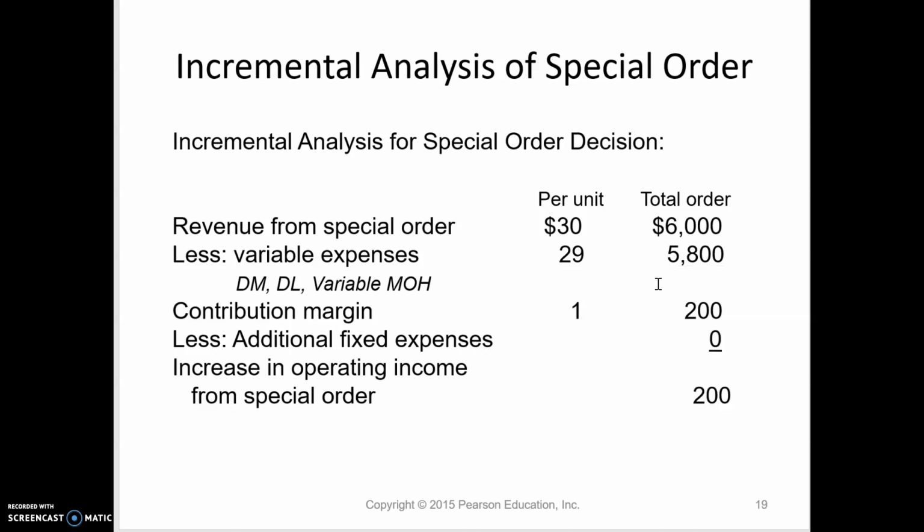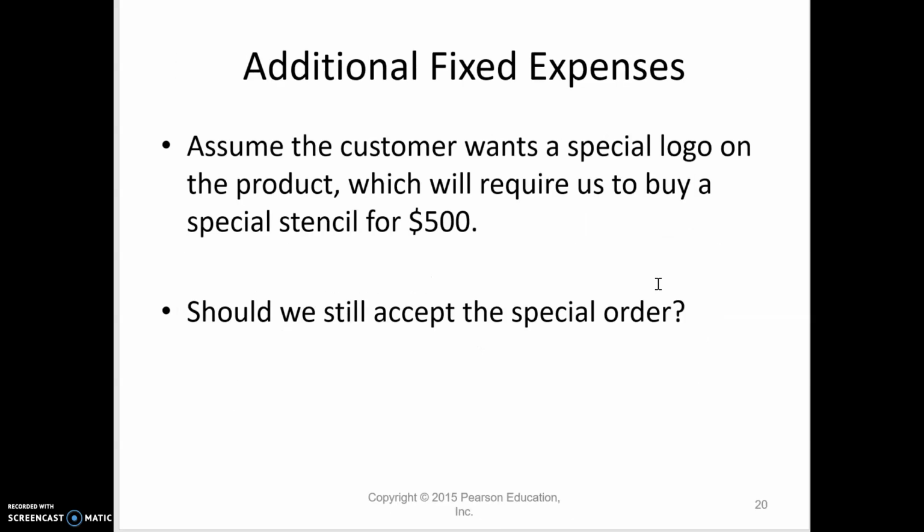We didn't incur any fixed expenses. So the increase in operating income from the special order would be 200, right? So if we're increasing operating income based on the quantitative data, we would accept that special order. Okay, so this is the example.